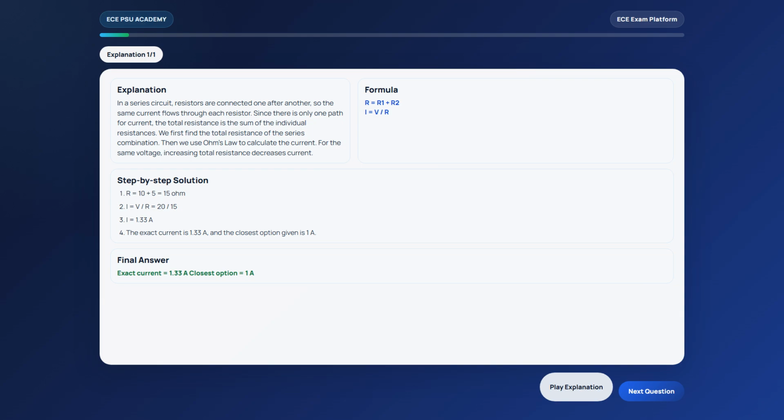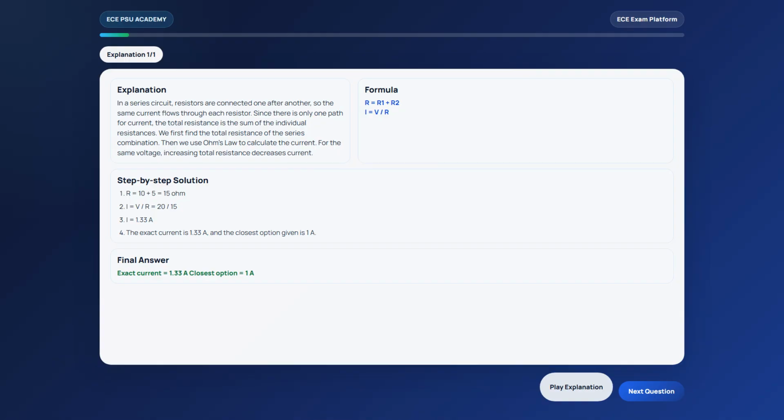So, total resistance R equals 15 ohms. Step 2. Apply Ohm's law to find the current. Current I equals voltage V divided by resistance R. Substituting the values, 20 volts divided by 15 ohms. Step 3. Perform the division. 20 divided by 15 equals 1.333, which rounds to 1.33 amperes. So, the current I equals 1.33 A.